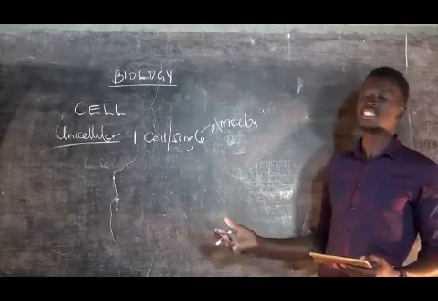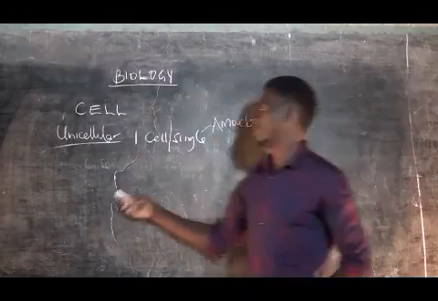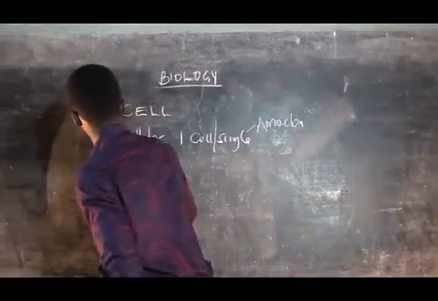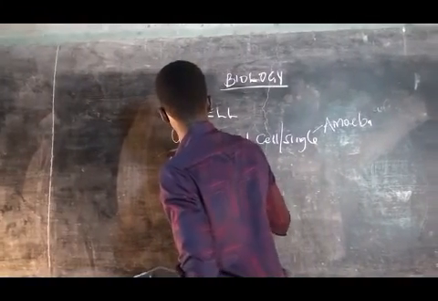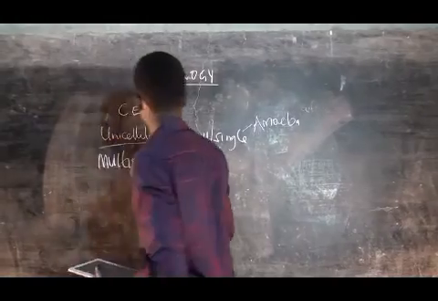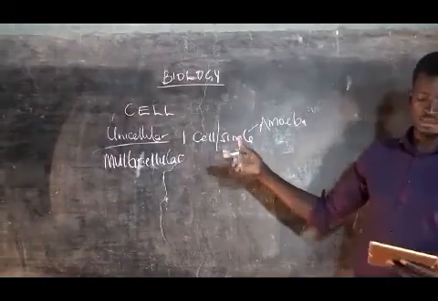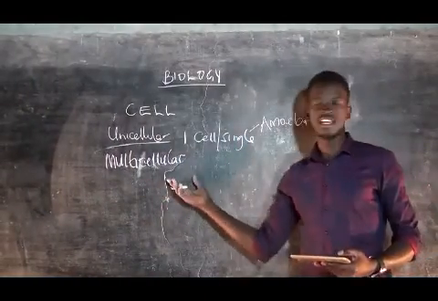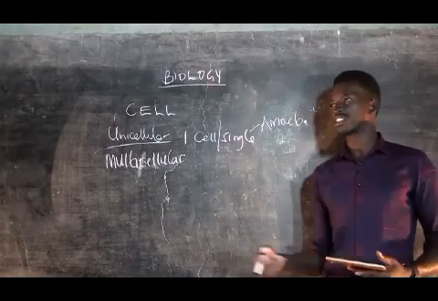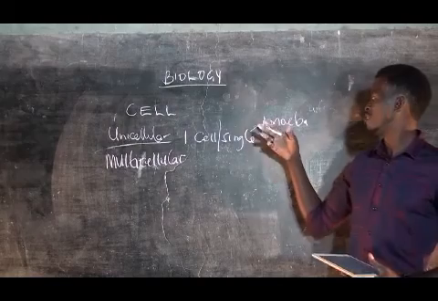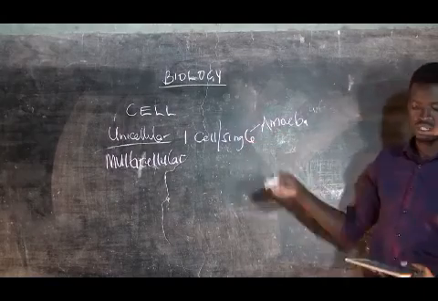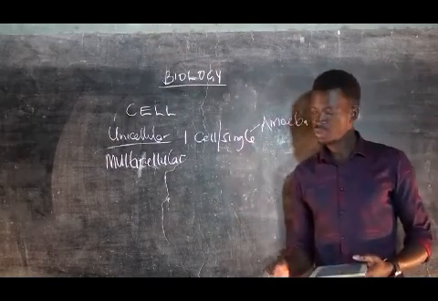And then we have multicellular. Multicellular comes from the word multiple. This one has multiple cells. That is the likes of we human beings, cows, goats. Remember this one, we have amoeba, we have paramecium, those single-celled organisms.